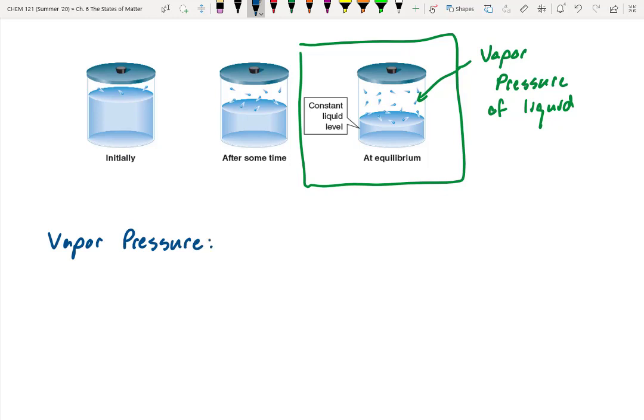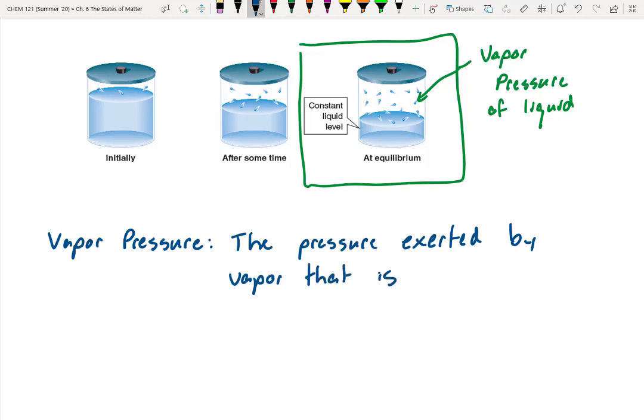And vapor pressure is the pressure exerted by vapor that is in equilibrium with a liquid. You can actually have vapor pressure for solids as well. So some solids will actually have a significant amount of vapor pressure.